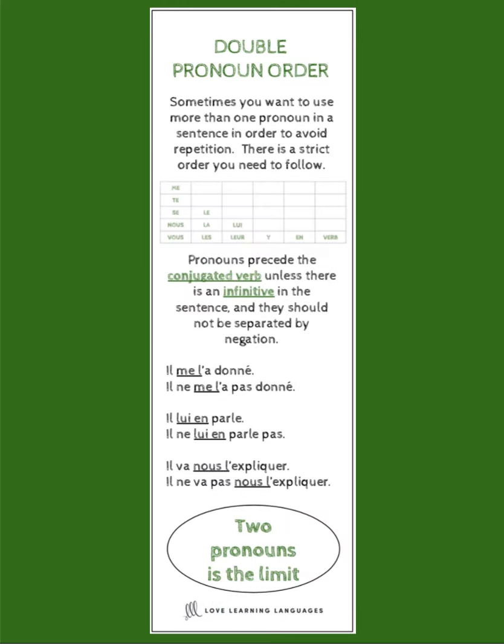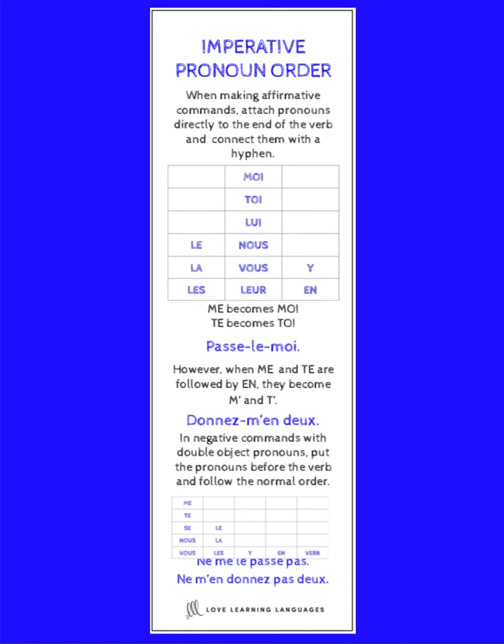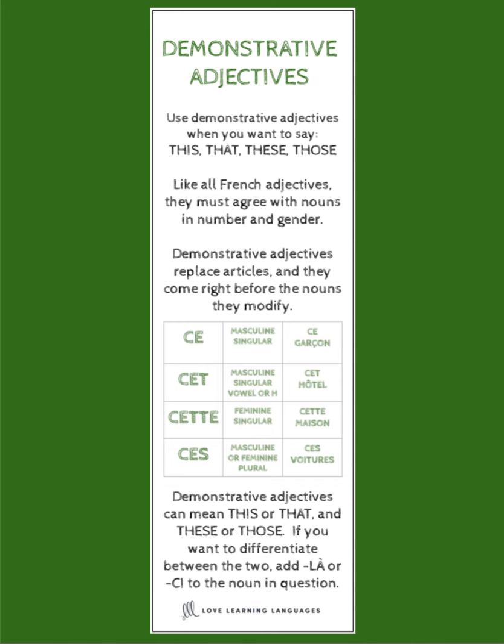Look here, we have double pronoun order. I've put the chart on there for you so you can remember also where to put pronouns in the different tenses. Imperative pronoun order, that one changes when you're giving affirmative commands and using pronouns. And sometimes that's hard to remember because the chart is different. Here it is. Just pull it up.